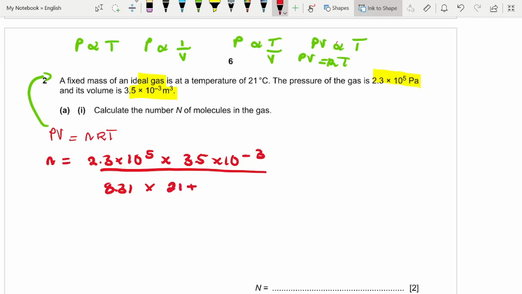So we have 21 plus 273. Always convert it to kelvins, guys. So our number of moles in this case is going to be 0.329.